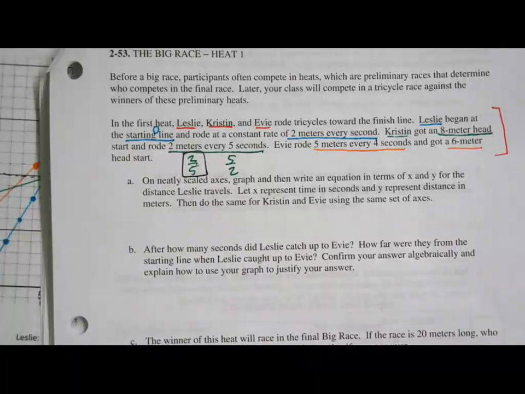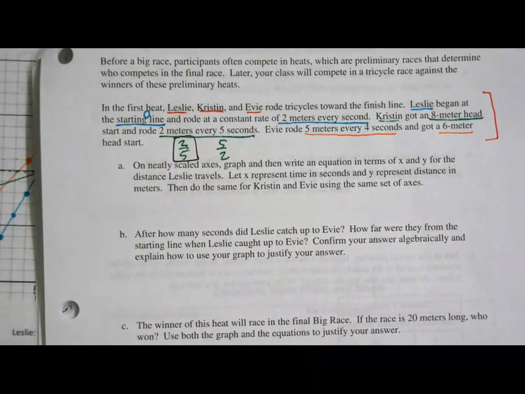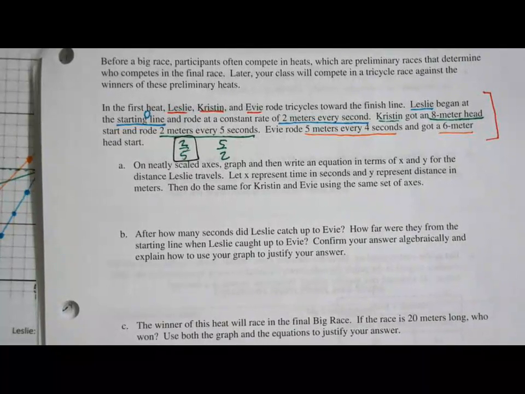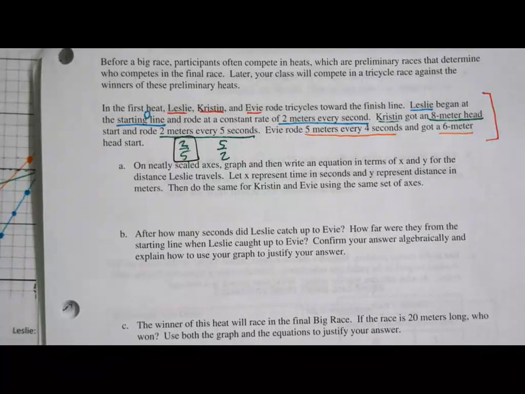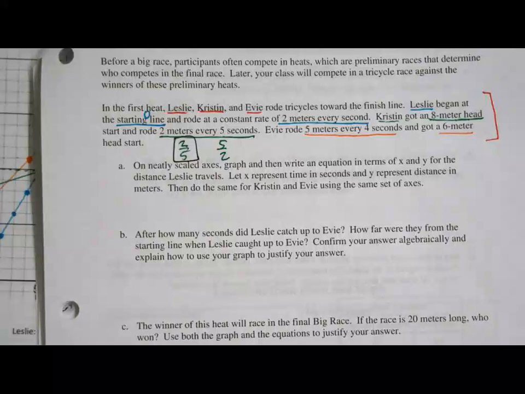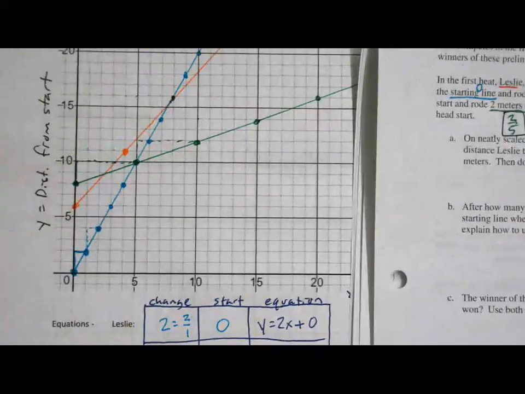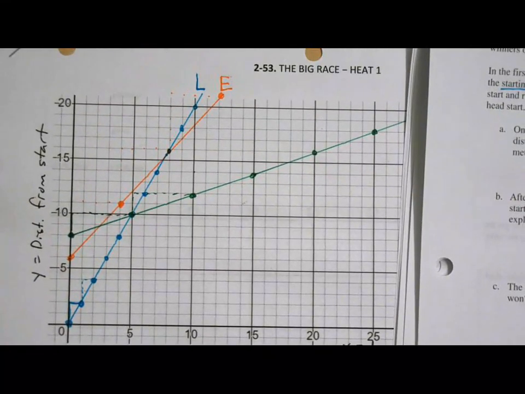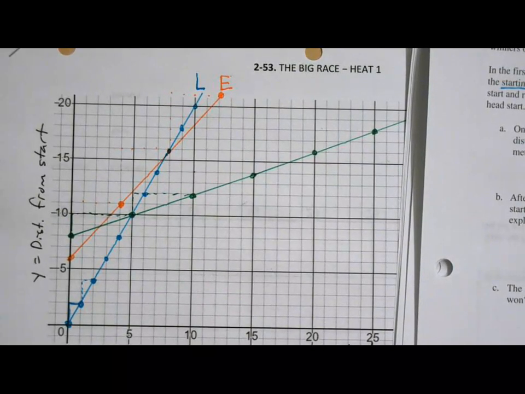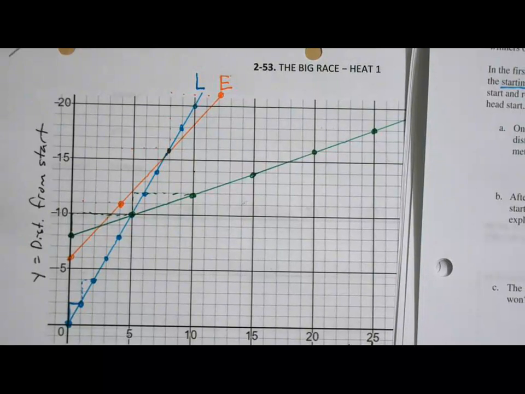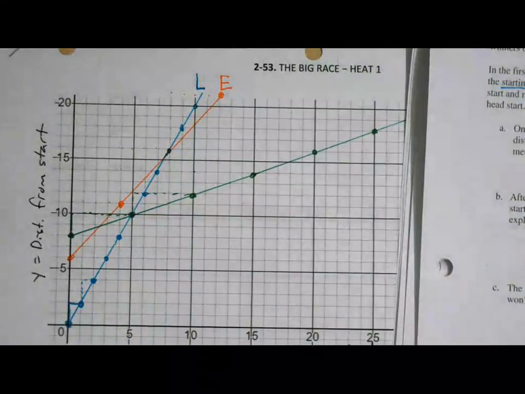All right, how about B? Part B asks the question, after how many seconds did Leslie catch up to Evie? Let's see if we can answer that question. Can you guys go back to your graph? Can you find the point where Leslie and Evie pass each other on this graph? And just stick your pencil on that point for me, please.